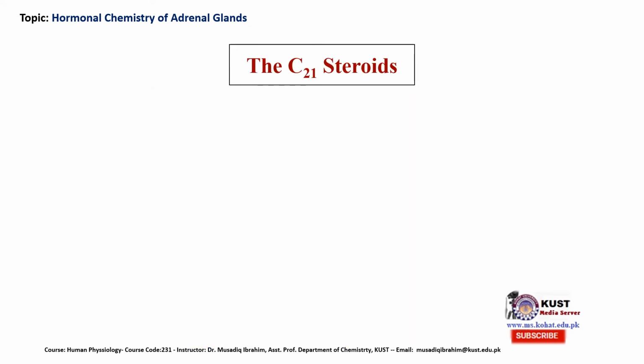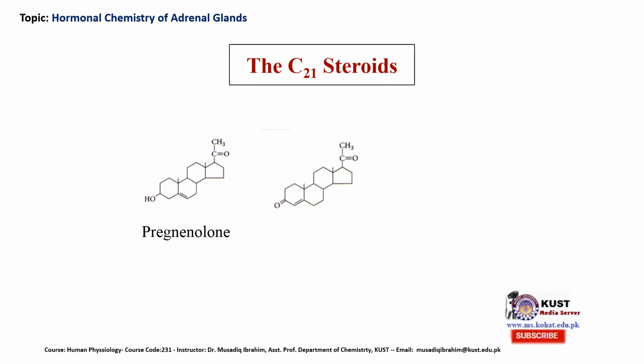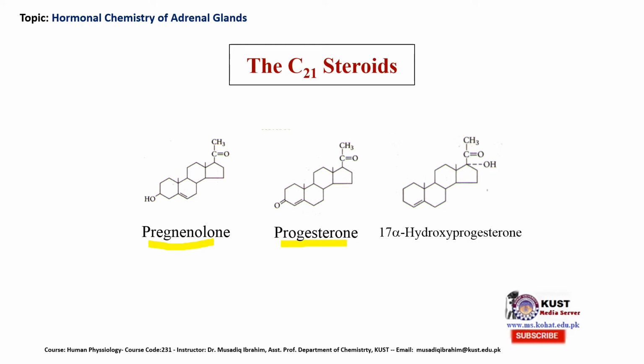So the C21 steroids: the first one is pregnenolone, then the second one is progesterone, and then you have 17-alpha hydroxyprogesterone, and these are all collectively known as progestins.